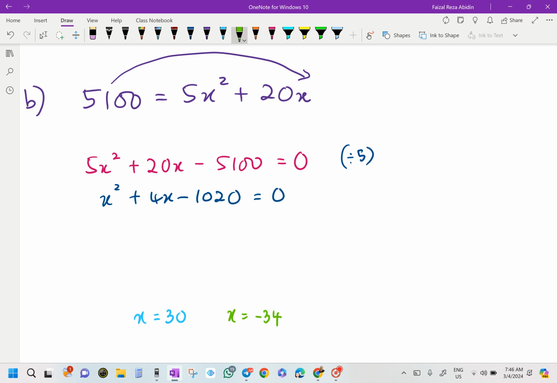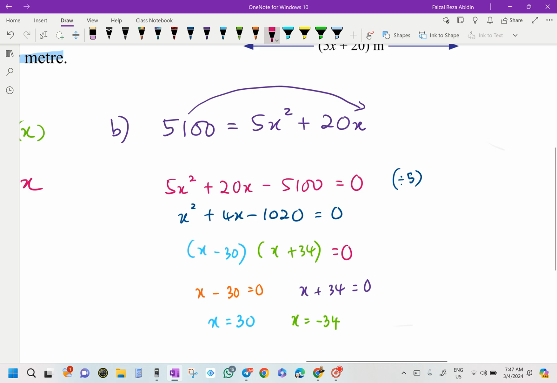But we are going to work it out to the factorization over here. We are going to get x minus 30 equals to 0, and x plus 34 equals to 0. Then you are going to have x minus 30 as our factorization with x plus 34, and everything going to be equals to 0. So, next step.